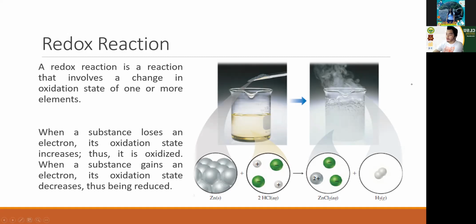So for example, yung nandiyan sa screen. So for example, you have HCl, yung nandito sa loob ng beaker. Lalagyan mo ng zinc granules. So si zinc is magre-react kay HCl, forming zinc chloride and hydrogen gas. So from zinc na elemental, naging zinc 2+. So ayun. Ibig sabihin, nagkaroon tayo ng redox reaction.